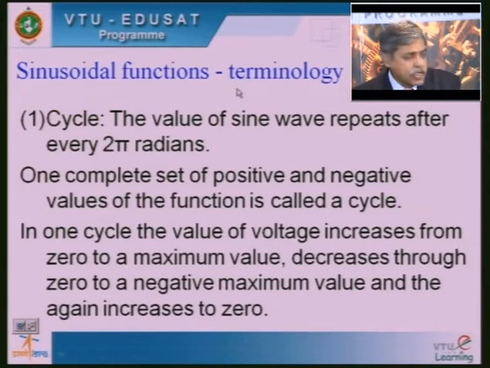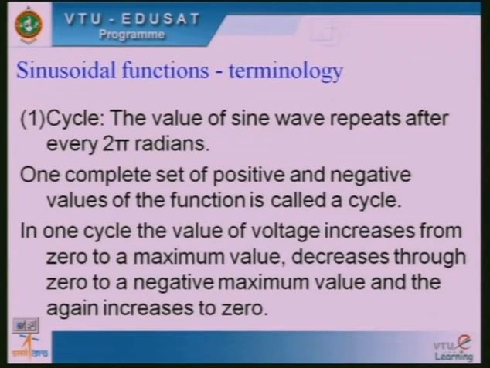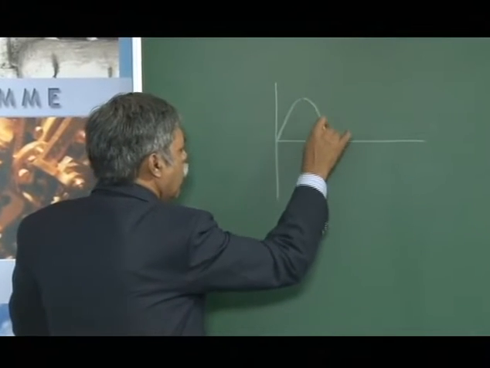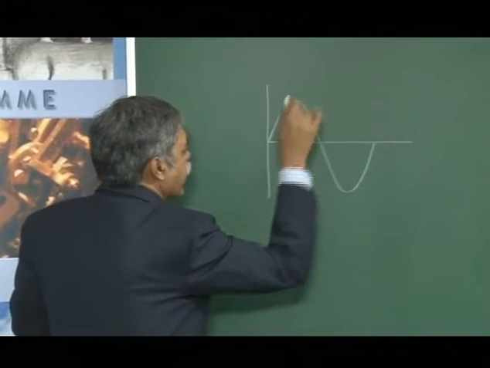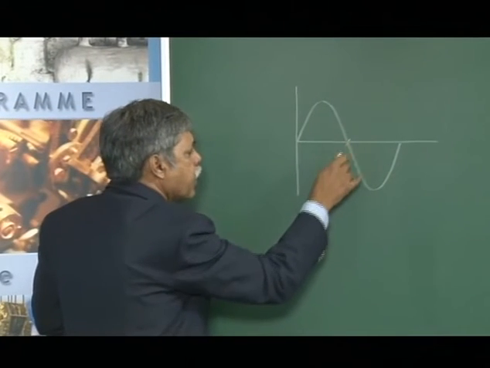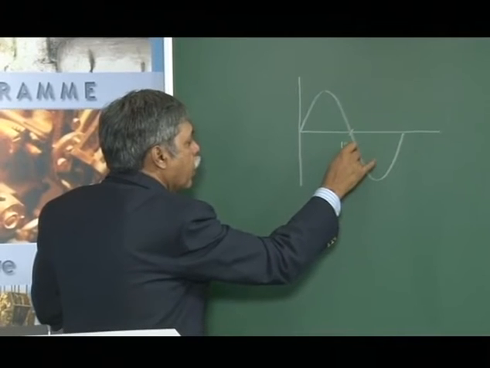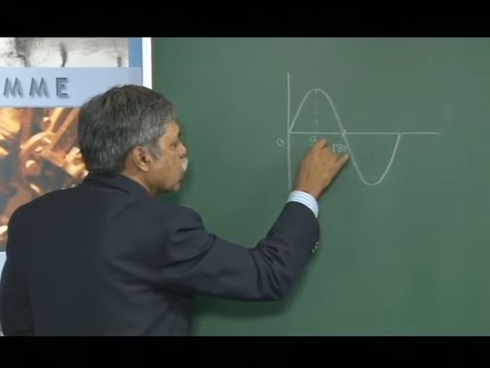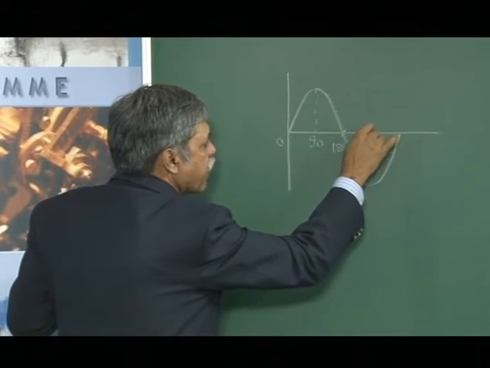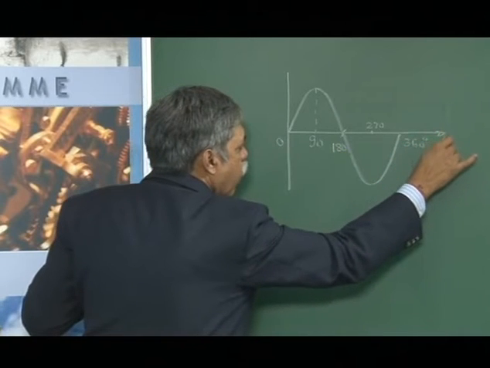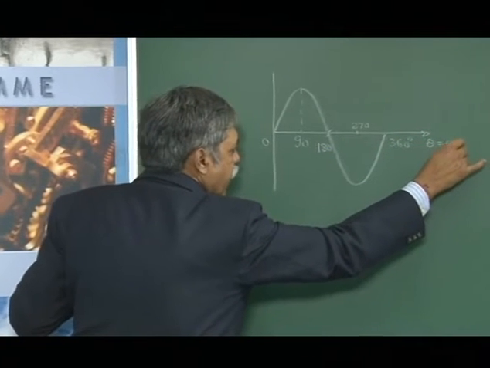So we have certain terminology. If you take a sine wave, I have the sine wave represented like this. This is my sine wave. Now in this sine wave, I get it by rotating the coil from 0 through 90 to 180 degrees, and then this will be 270, then this will be 360 degrees. This is in terms of theta, which is equal to omega t.